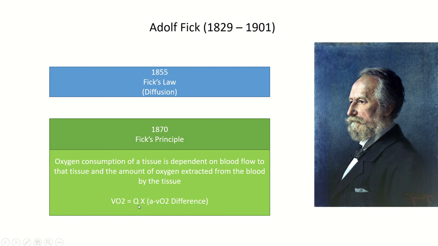Q stands for cardiac output. We discussed that in chapter 6, and we will do some discussions on other changes to the cardiac output on Wednesday in class. And then the AVO2 difference, and we did an exercise in class last Friday to determine the AVO2 difference from rest to exercise. Both are extremely important in determining the amount of oxygen that is consumed by a tissue.